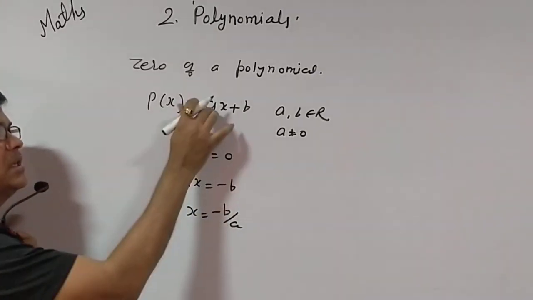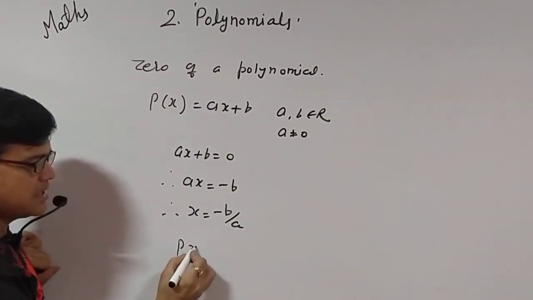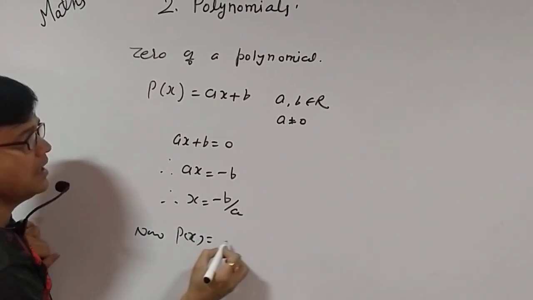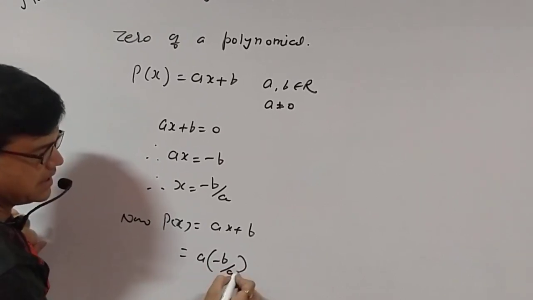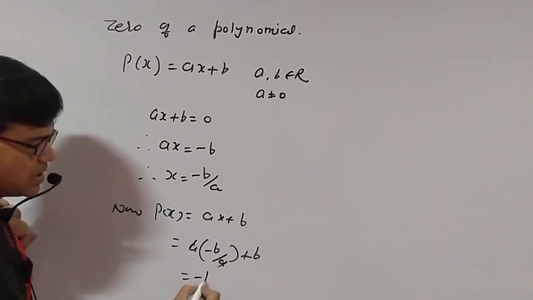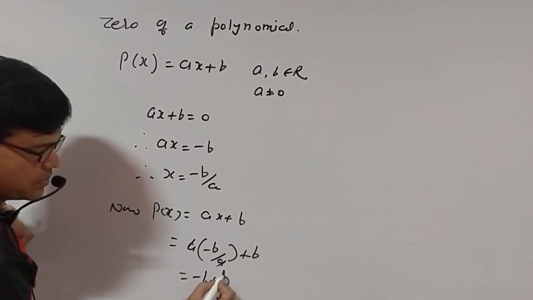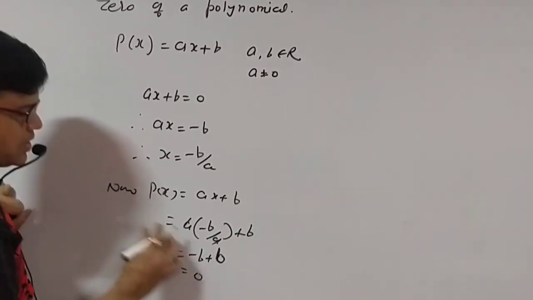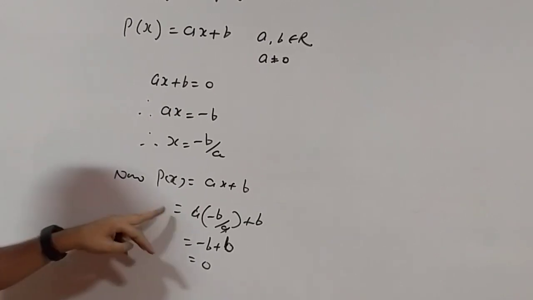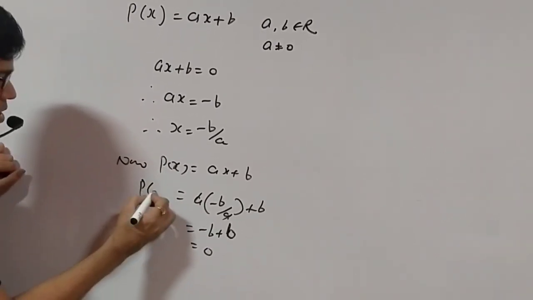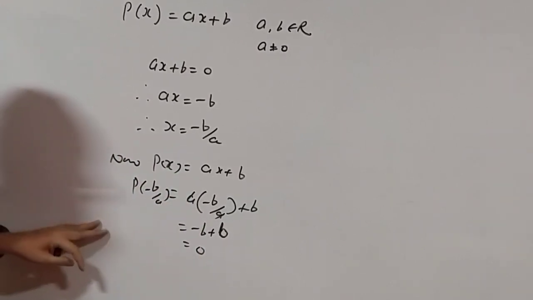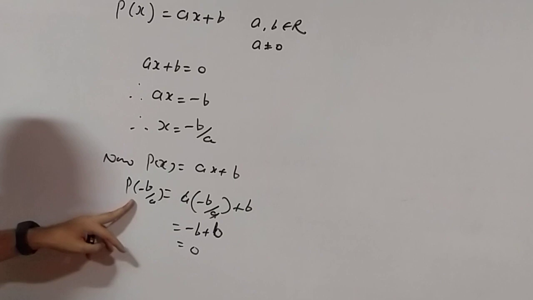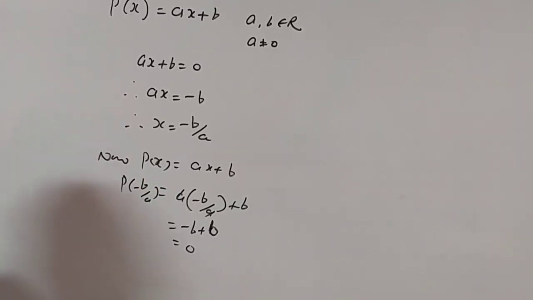x is equal to minus b by a is the zero of this. Put this value in this. Now p(x) is equal to ax plus b. In place of x, write minus b by a. The answer is what? 0. So if you put the value of x and you get the answer 0, that is called the zero of a polynomial. In place of x you write minus b by a, so the answer is 0, then minus b by a is called the zero of the polynomial. So see how you can find the zero of a polynomial.